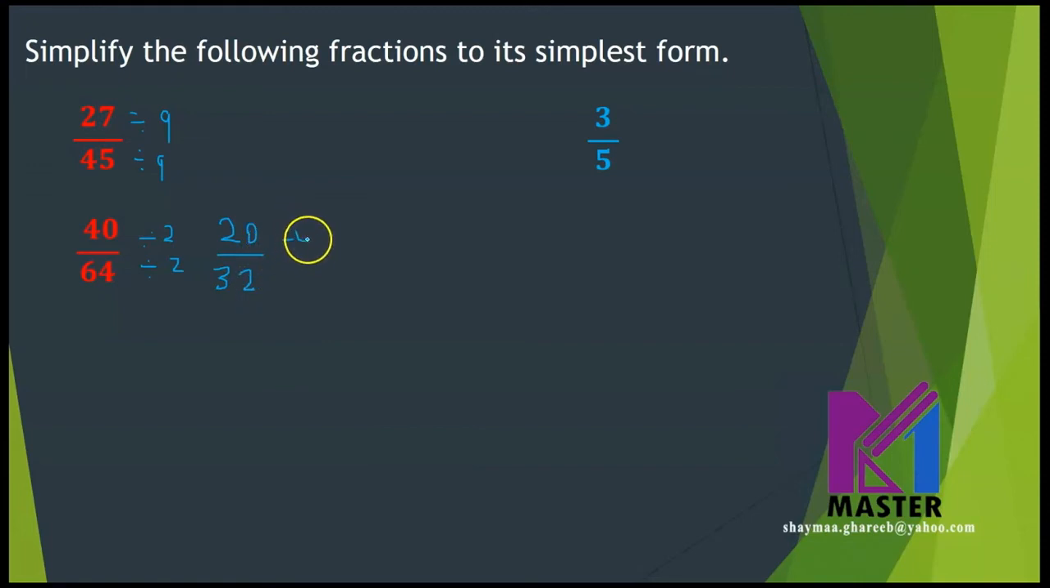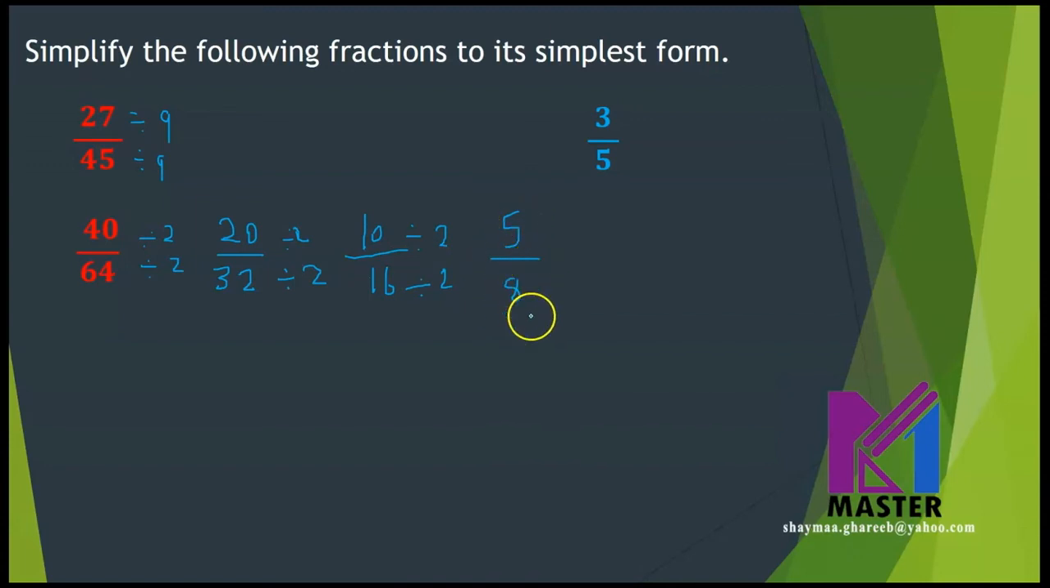No problem. Up and down. 20 divided by 2 equals 10. And 32 divided by 2 equals 16. Can I do any more division? Yes, I can keep dividing by 2. 10 divided by 2 equals 5. 16 divided by 2 equals 8.